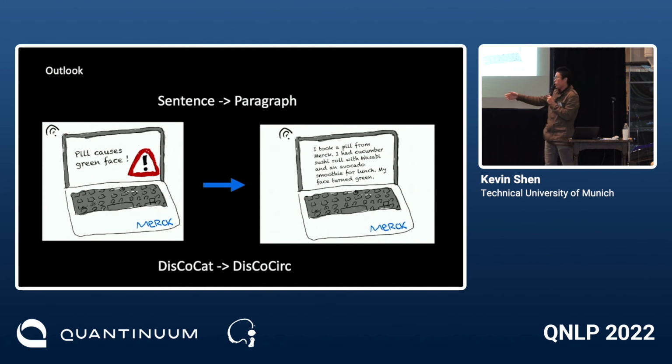So for example, when I write on Twitter, I write a lot. I don't just write "pill causes green face", but I would rather write something like, "I took a pill from Merck, I had a cucumber sushi roll with wasabi and an avocado smoothie for lunch, my face turned green." So the challenge is whether in the future we can still tell from this text, get rid of all those irrelevant pieces of information and still identify that as an indication of ADE. And we hope that by going from DisCoCat to DisCoCirc, this task can still be solved.